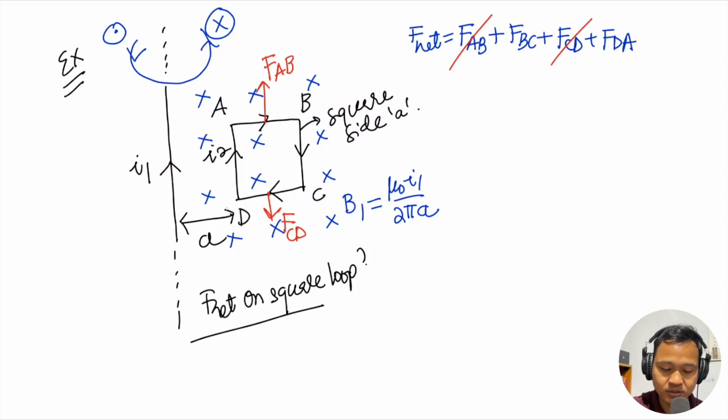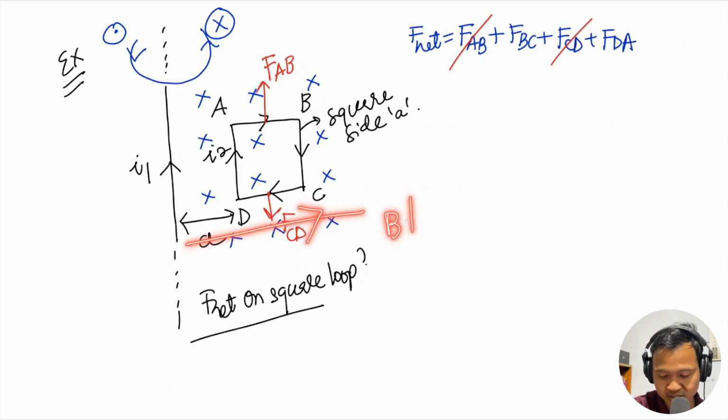Now for AD and BC. So here B1 is mu naught I1 by 2 pi a. So here it is actually not this one. As you go away from the wire, the magnetic field decreases. So the magnetic field at AD and BC will be different.